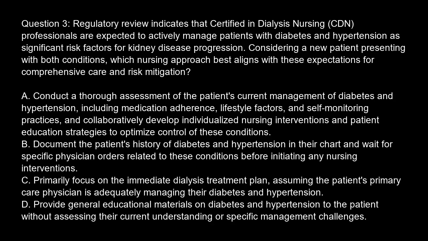Option B. Document the patient's history of diabetes and hypertension in their chart and wait for specific physician orders related to these conditions before initiating any nursing interventions. Option C. Primarily focus on the immediate dialysis treatment plan, assuming the patient's primary care physician is adequately managing their diabetes and hypertension. Option D. Provide general educational materials on diabetes and hypertension to the patient without assessing their current understanding or specific management challenges.